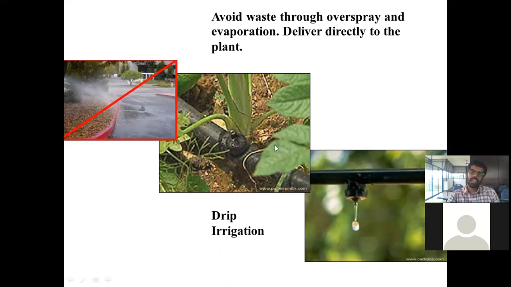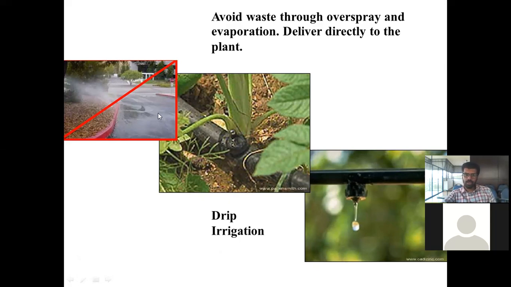So if you are trying to plant something like that, in an irrigation, sometimes if you are using this sprinkler system, what happens? There is a lot of chance of wastage of water due to evaporation and overspray. And you can see this water will always be flowing through the unwanted areas, without having much impact on the plants.